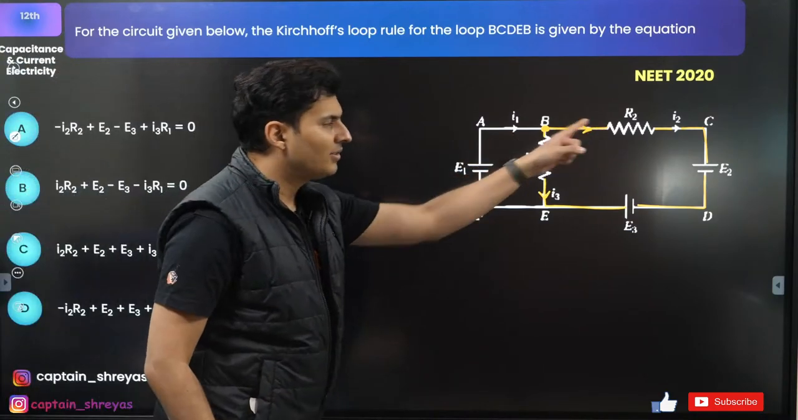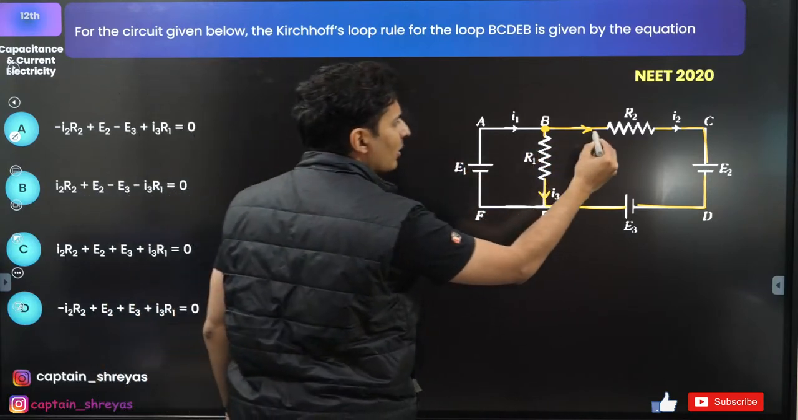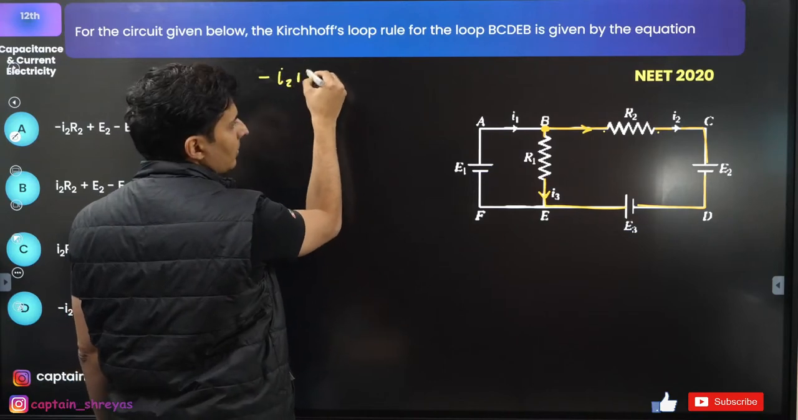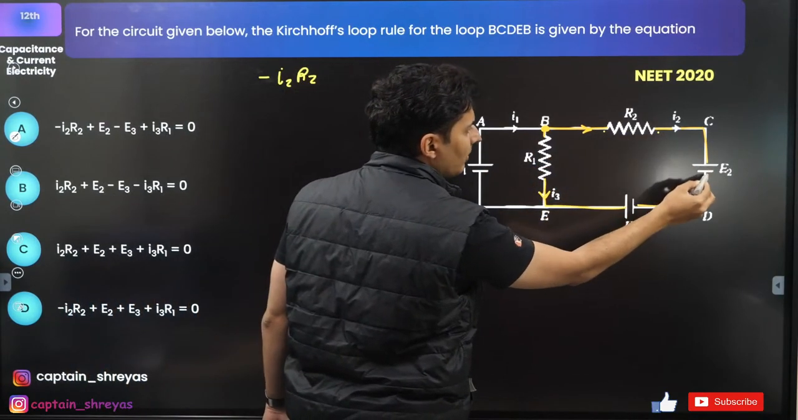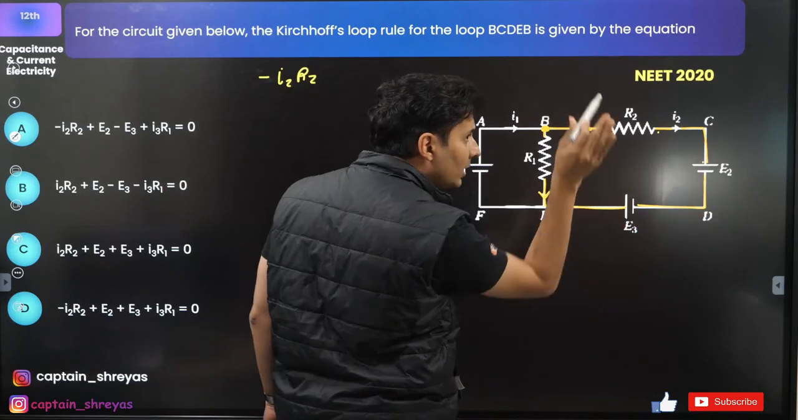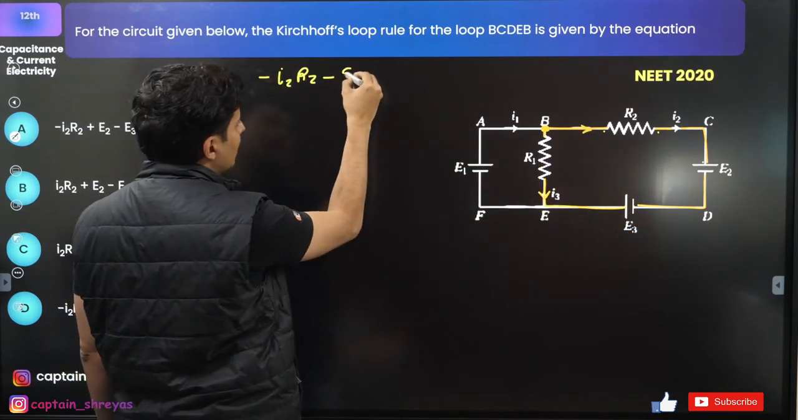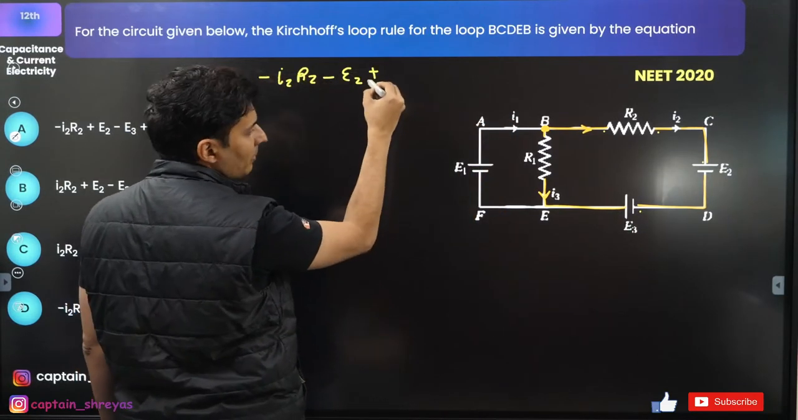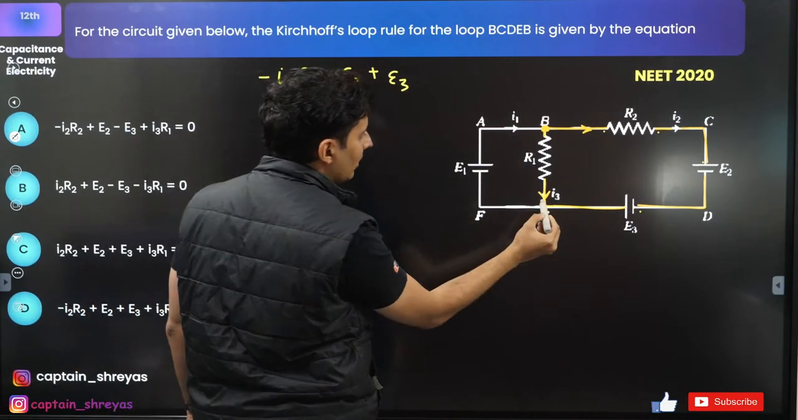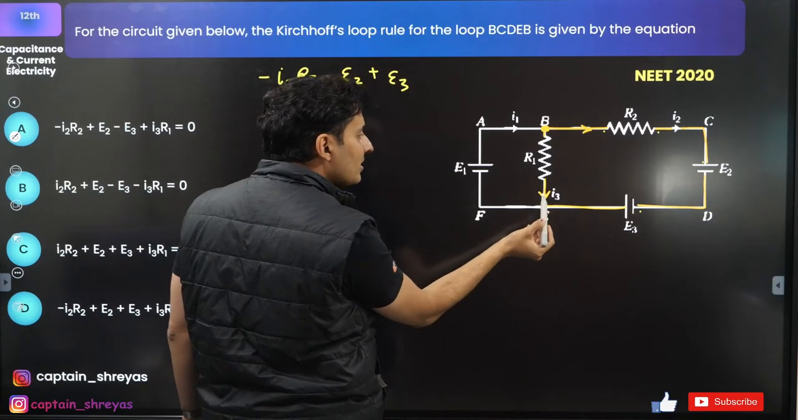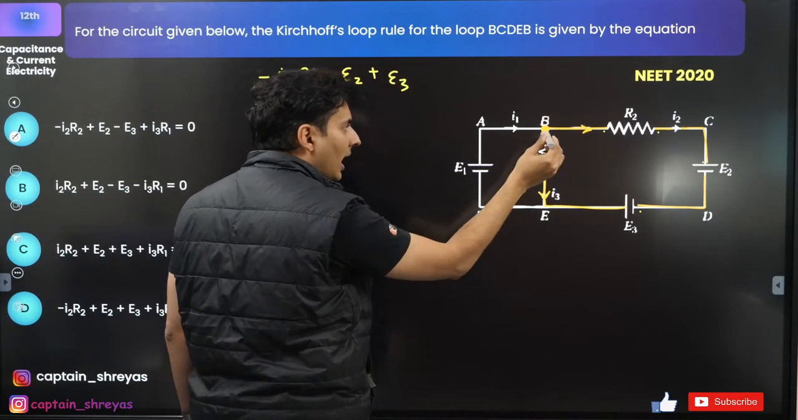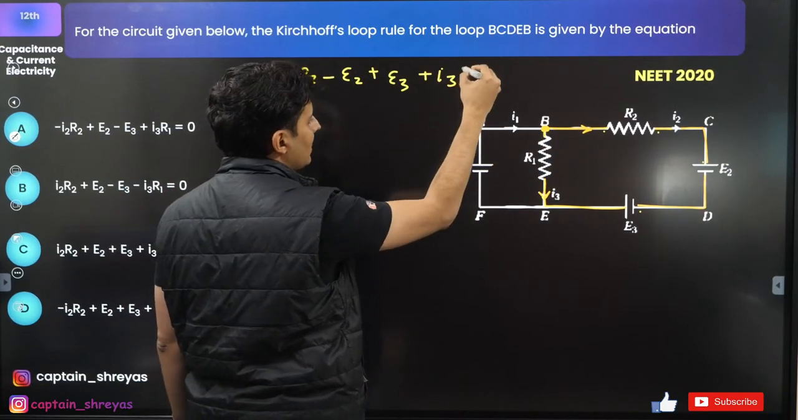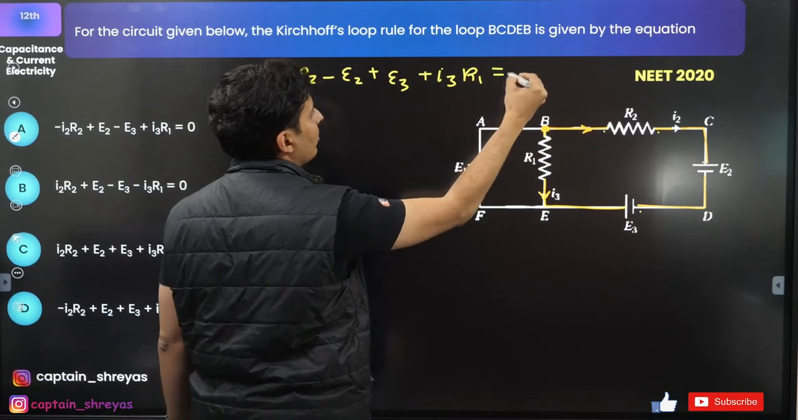If I start from here, the first thing I get is a resistance and I'm going from high to low, current flows from high to low. So minus I2 R2. Then I go through the battery, this is positive, this is negative. High to low, that means negative, so minus E2. Here I'm going from negative to positive, so I'm climbing up. So plus E3. Here this is low, this is high, because current is going from higher voltage to lower voltage. I am crawling up. So this will be plus I3 R1. I came back to the same point, it is zero.